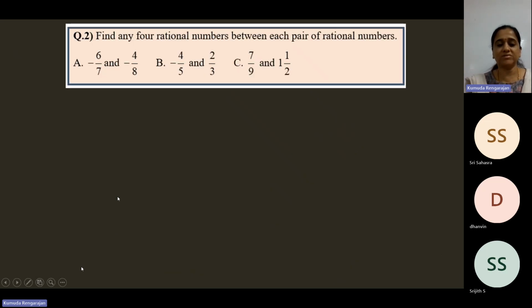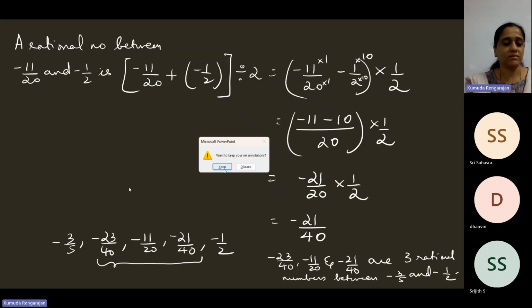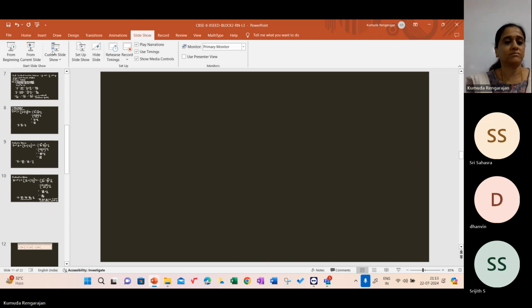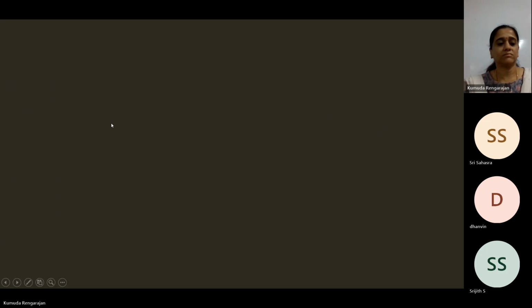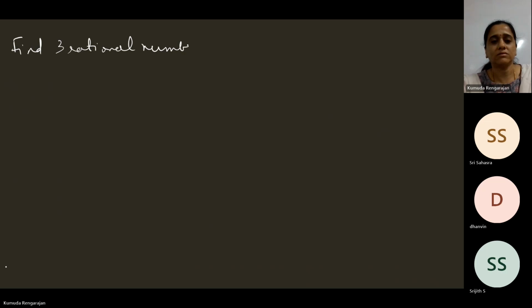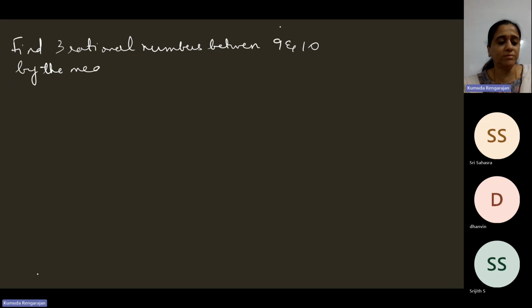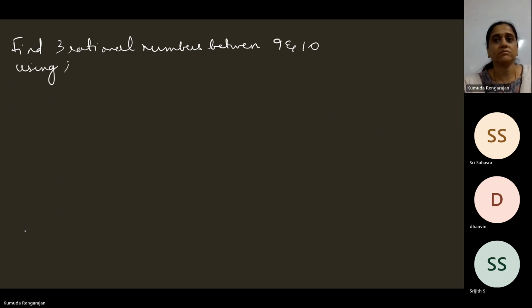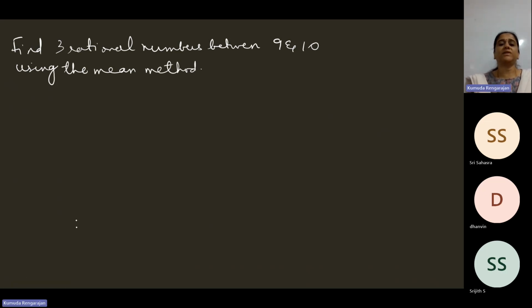Okay, we'll just take a simple one and wind up the session for today. Now see this. Find three rational numbers between, say, 9 and 10 using the mean method. We'll finish it now together.